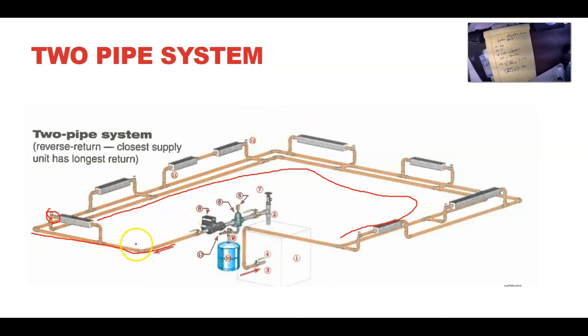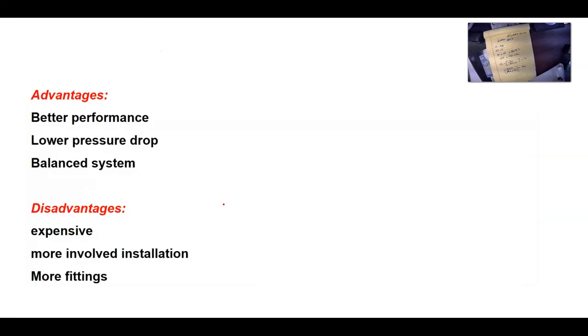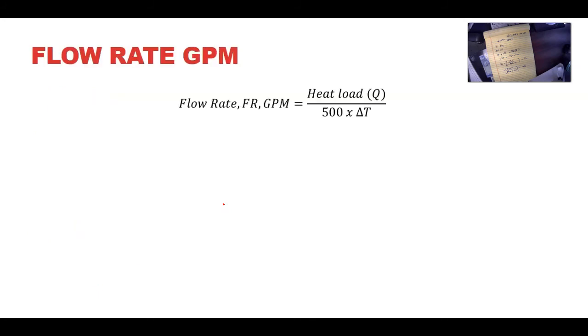So one hot pipe supplying hot water to each radiator, then it pours back into the main cold pipe. It's better performance, lower pressure drop, balanced system. I consider it the best way to distribute heat in a big space. However, it's more expensive because you are going to spend more money on the piping, and it requires more involved installation. We've seen all the fittings and all the pipe going back and forth and so on.